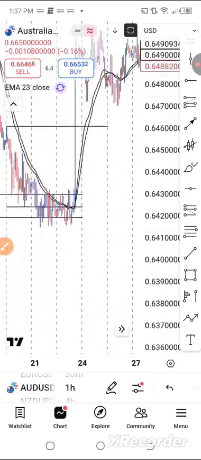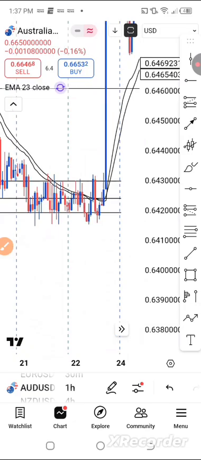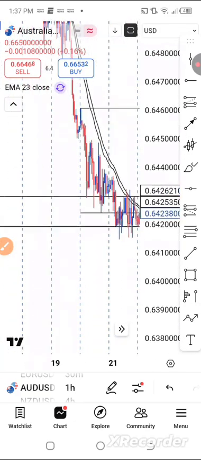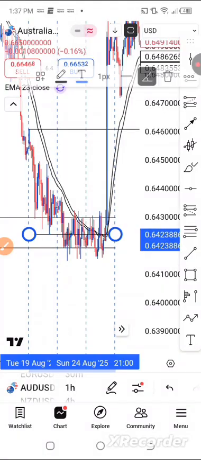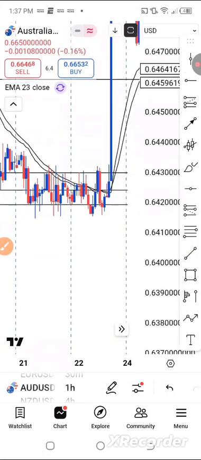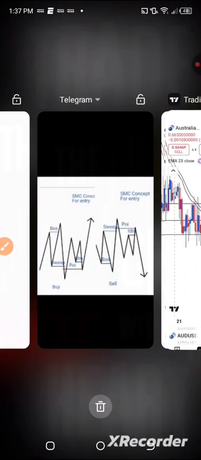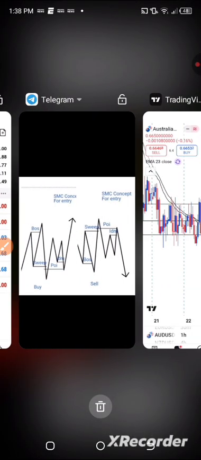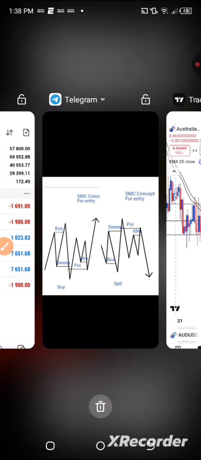Now to look for a trade like this, this is the low of the candle and the high of the candle, so it swept the low. Now we're looking for SMC structure. If you want to get SMC structure, you can just follow my Telegram account, where you get the SMC structure right here.